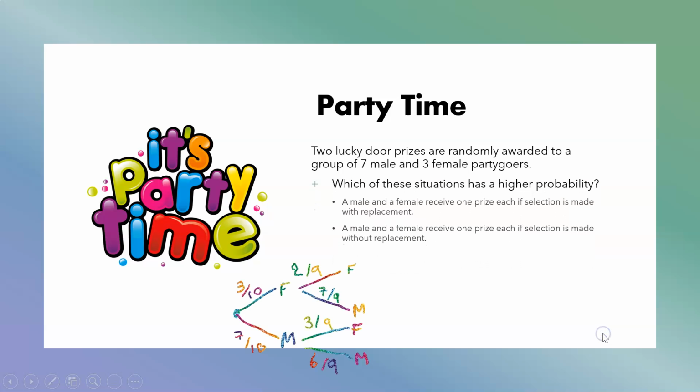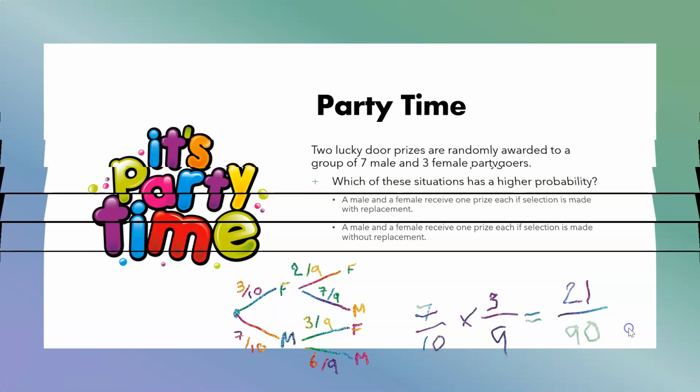Okay, so we're now having a look at the without replacement one. What are we doing? A male and a female. So we had our 7 out of 10, then our 3 out of 9. So we're multiplying them together. That's what we get.